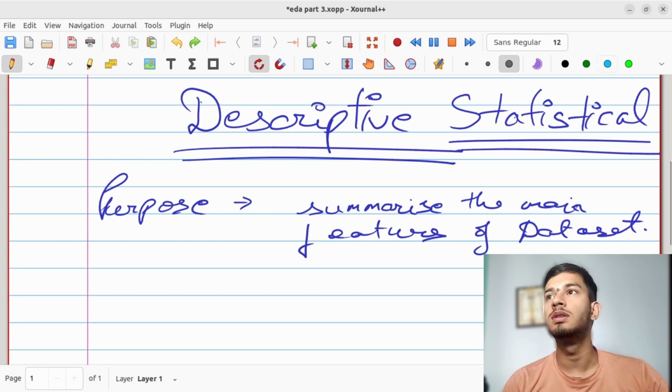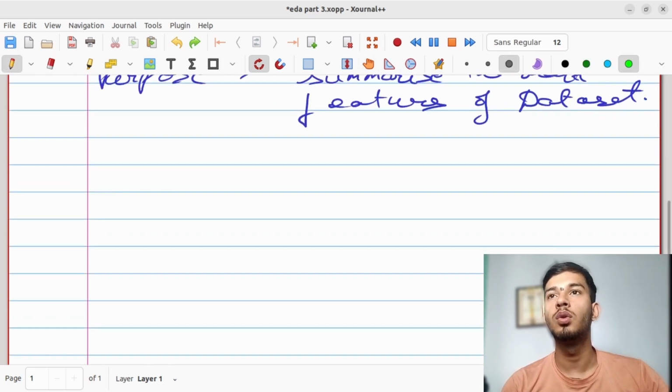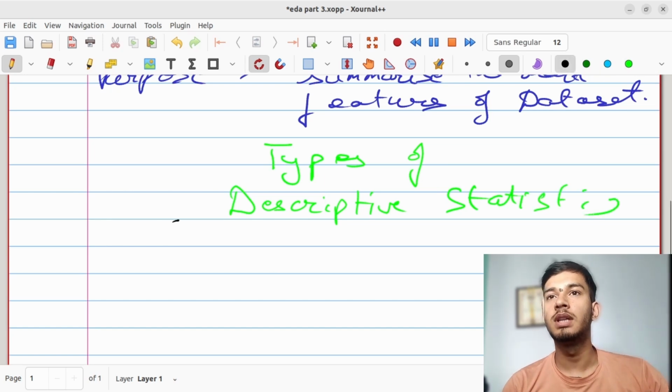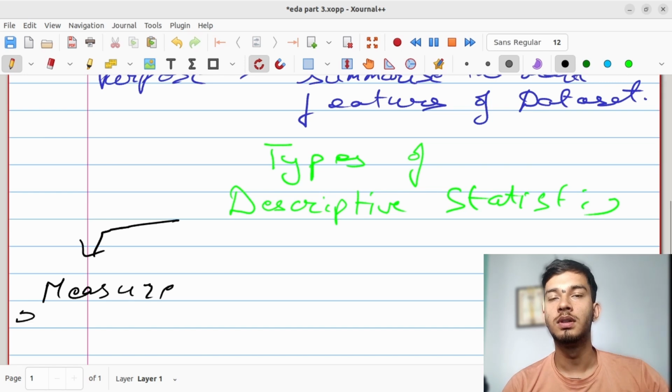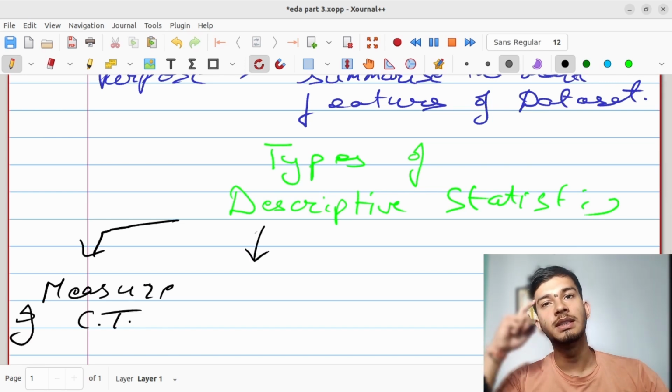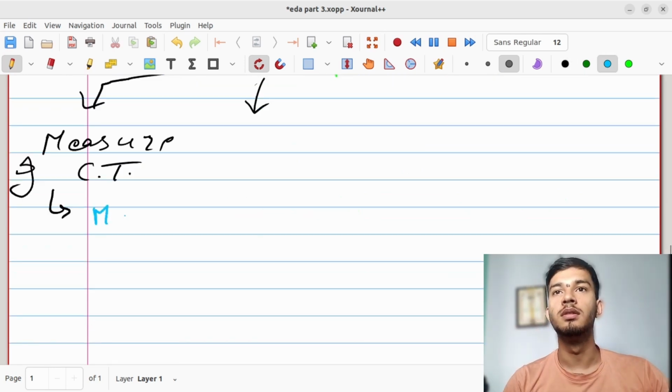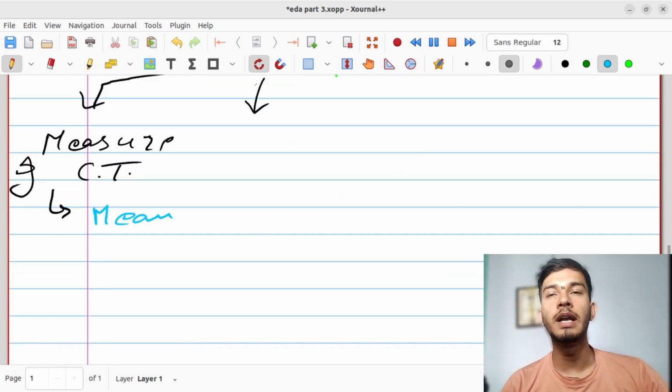So there are a few different types of descriptive statistics. Let me code them out. Types of descriptive statistics, right? The different types of statistics include measure of central tendency. Inside this, we have different concepts such as mean. We can use mean to find our central tendency.